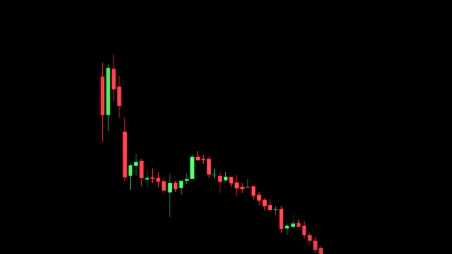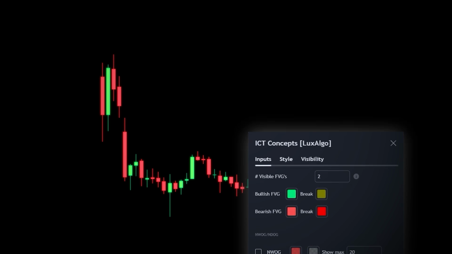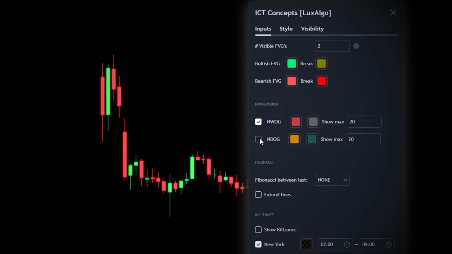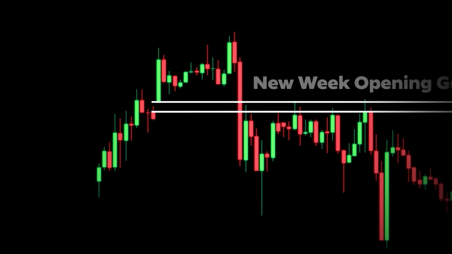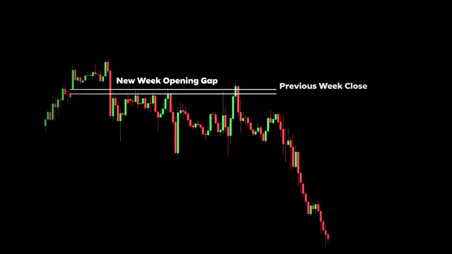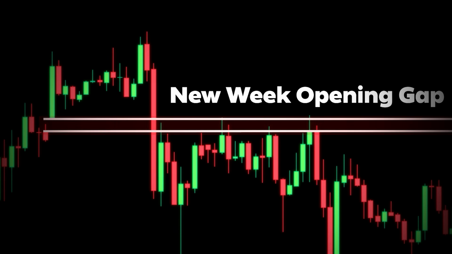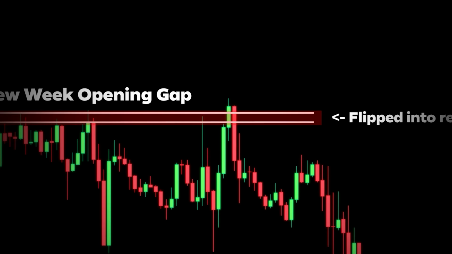But this indicator still got a few tricks up its sleeve. It also includes the option to enable NDOG and NWOG, better known as New Day Opening Gap and New Week Opening Gap. The day opening gap is the difference between the closing price of the previous day and the opening price of the current day. Similarly, the week opening gap is the difference between the closing price of the previous week on Friday and the opening price of the new week on Sunday. Like most of the concepts in this video, these can be used as levels of support or resistance.